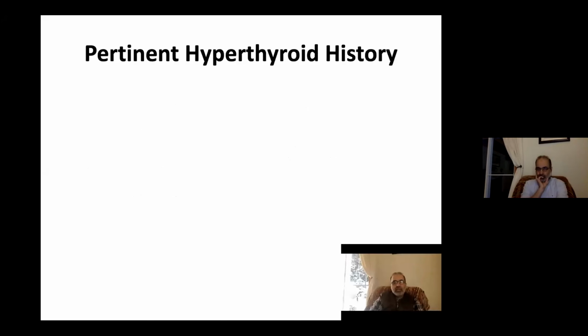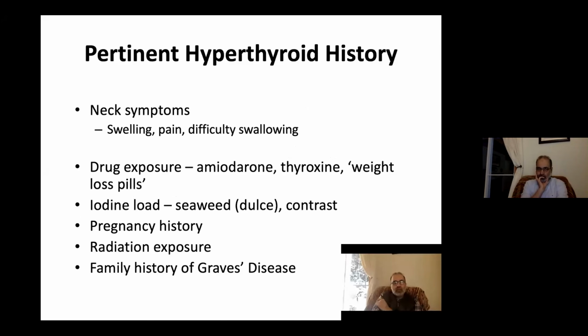In terms of the appropriate history, you ask about symptoms of neck swelling, symptoms of pain in the thyroid, because that will tell you if there is any inflammation, and difficulty swallowing. Drugs like weight loss pills, thyroxine, amiodarone can, although in most cases they cause hypothyroidism, cause thyrotoxicosis as well due to inflammation of the thyroid. Iodine load, pregnancy can lead to thyroiditis. Radiation can lead to inflammation of the thyroid. Remember, the thyroid is not just a production facility, but also a storage facility. And if anything causes inflammation of the thyroid, your thyroid is going to release more thyroid hormone rather than just storing it. And if there is a family history of autoimmune problems, you could have Graves' disease.